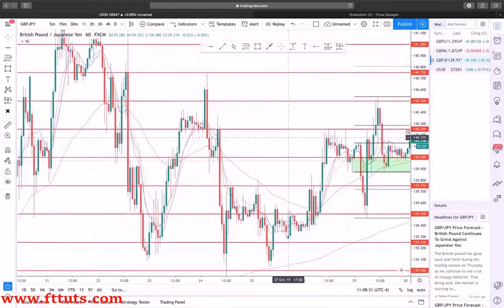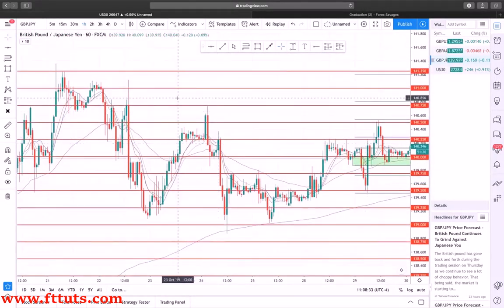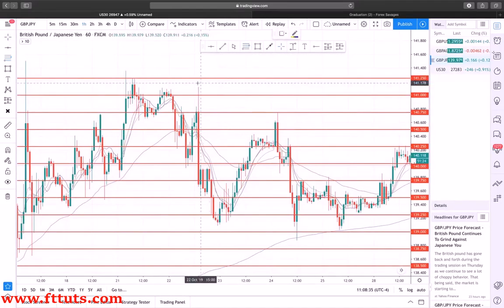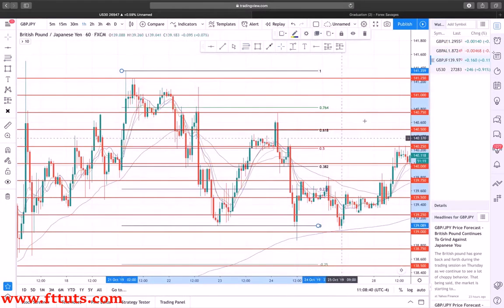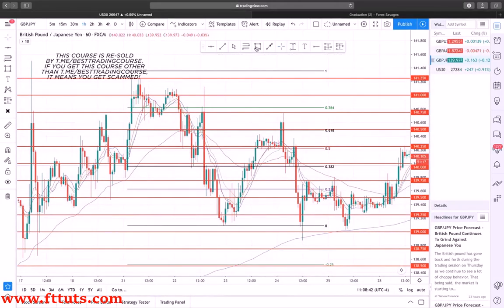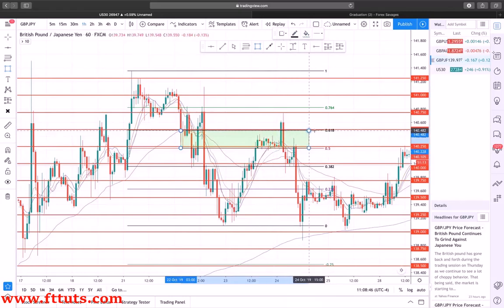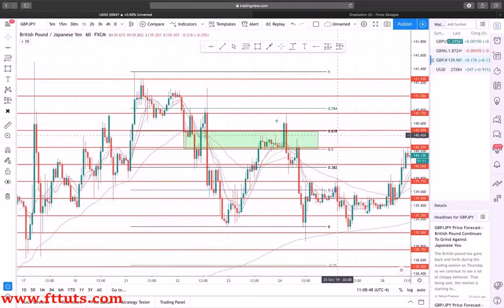Let's give you guys more examples. This push right here to the downside. Let's highlight our Fibonacci sell zone. And look at that. We do have a big push from here to here.